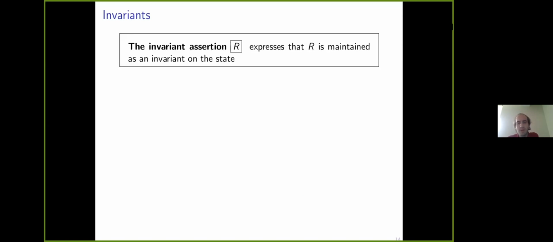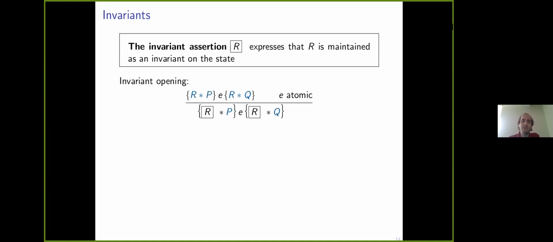So we work with invariants through a couple of rules. First, we have the invariant opening rule, which tells us that if we have in our precondition that R is an invariant, then we can open up that invariant, get access to R in the sense that we add R unenclosed by this box to our precondition. But what we're required to do is show that R still holds in the postcondition. That is, we reestablish the invariant.